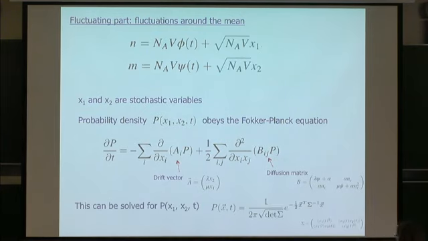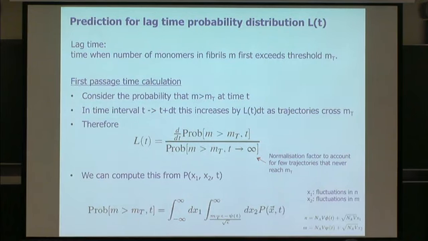It turns out you get these things, and you can actually solve the Fokker-Planck equation to get an expression for p of x and t, which has a sort of Gaussian form. I didn't write down the full thing here because it's a bit long. But since you know this p of x and t, you can find the lag time distribution. As I said, the lag time is the time when the number of monomers in fibrils exceeds this threshold. And how do you calculate that from this Fokker-Planck type description? What you have to do is a first passage time calculation.